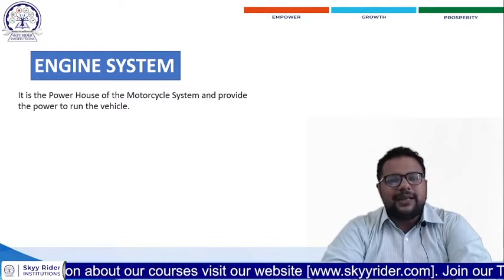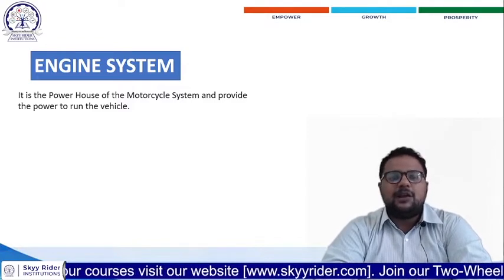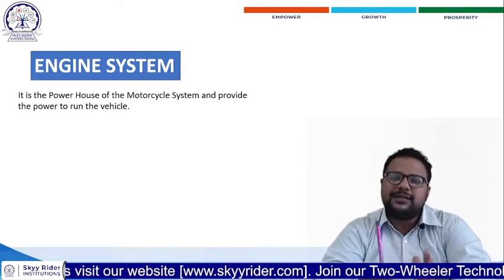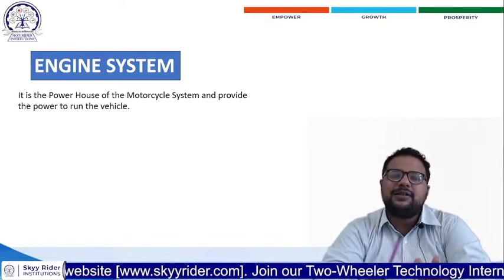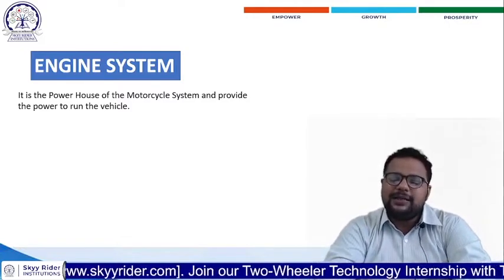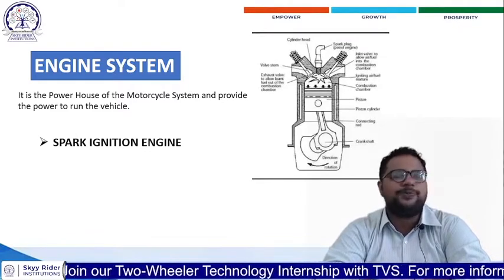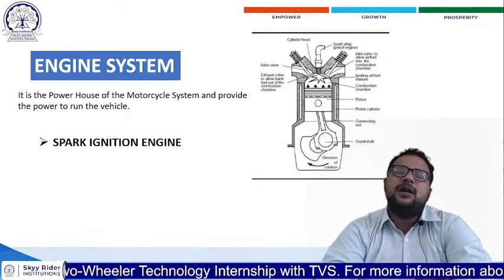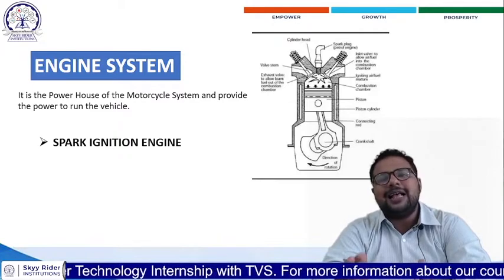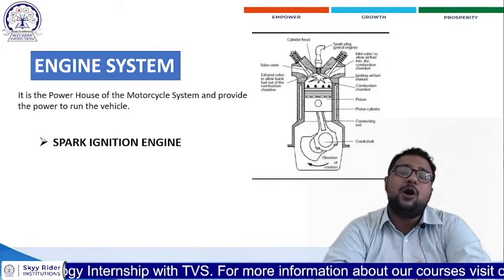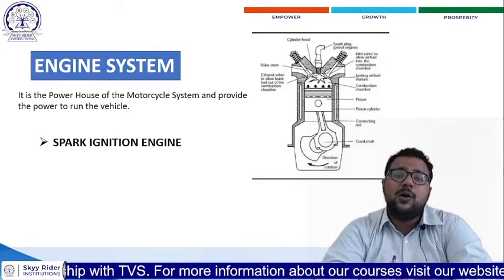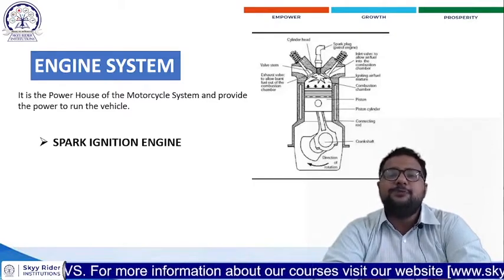Second system is engine system. Now it is the powerhouse of the motorcycle system and provides adequate power for the system to run. Now engine system, the first type of engine that is used in the automobiles is called spark ignition engine. In spark ignition engine, as the name says, the ignition occurs due to spark. Okay, and this kind of engine uses petrol.